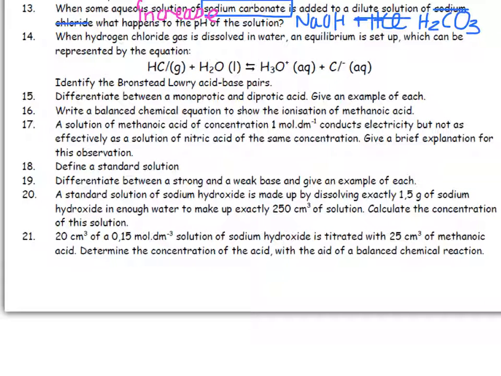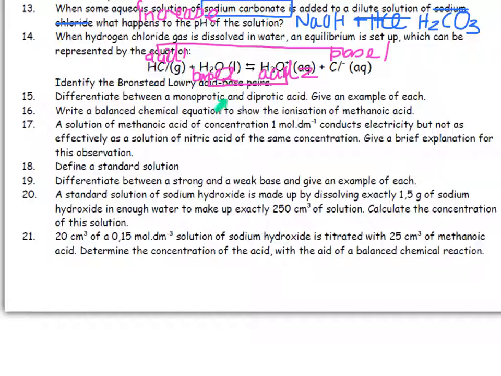When hydrogen chloride gas is dissolved in water, an equilibrium is set up and can be represented by this equation over here. Now, identify your Bronsted-Lowry bases. Hydrogen chloride loses a proton, is a proton donor, so that is acid 1. And then when it's donated that proton, it becomes base 1. On the other hand, the water is going to gain a proton, so it is a base, base 2, and when it has gained that proton, it becomes acid 2, and that's your labeling of your Bronsted-Lowry acid-base pairs.